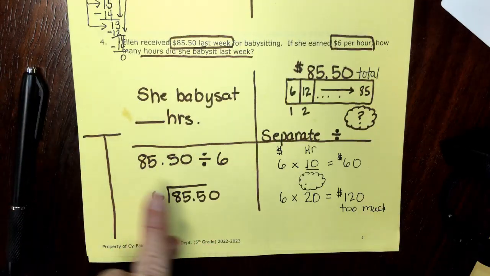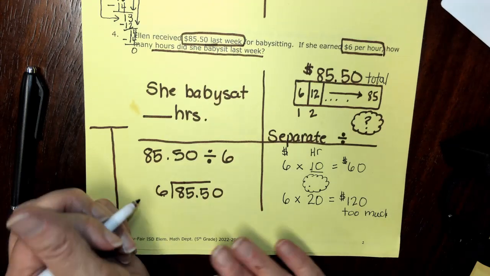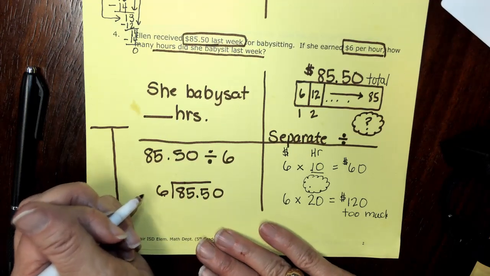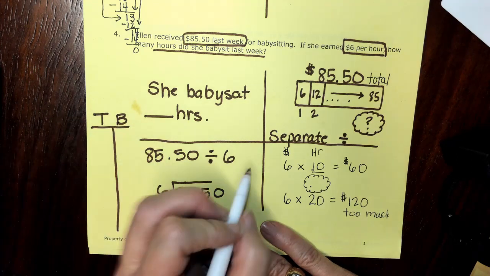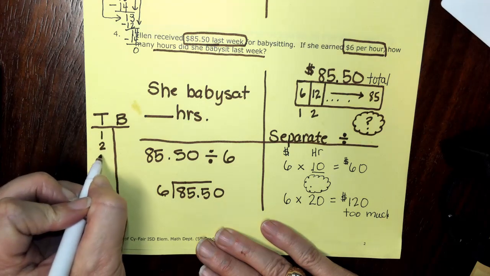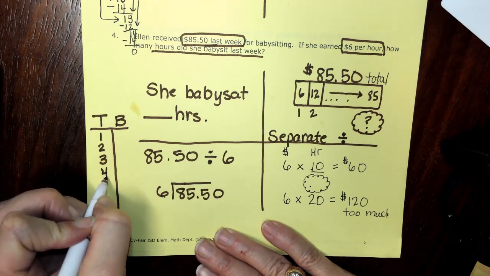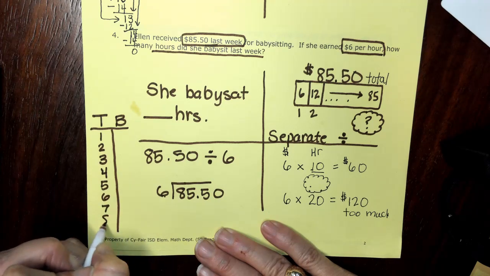So now I'm going to go over and make my top-bottom chart, and then I'm going to leave you to solve the rest of this on your own. So our top-bottom chart is going to be counting by 6s. So on the left, I'm going to make my numbers go all the way to 9 because those would be the numbers that I would put on top as part of my quotient.